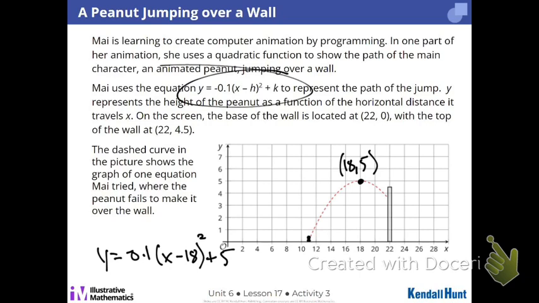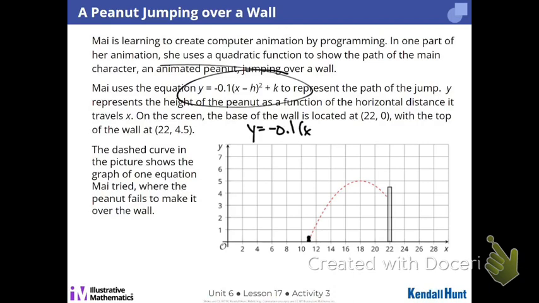Eyes on the board, mouths closed, please. So I think there's a couple ways we can go after this. There's more than one right answer. I'll tell you the way I personally saw things happening, and then we'll talk about others. I personally saw, well, let me write where we started. Negative 0.1 (x minus 18) squared plus 5.